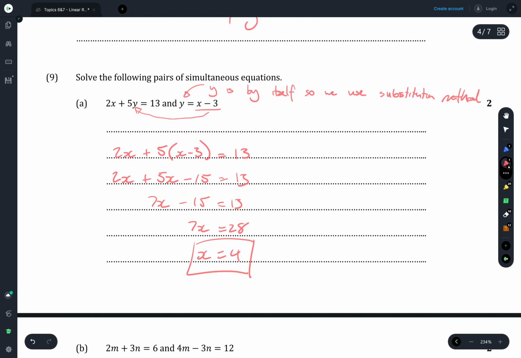So that's half of the solution, but we need to make sure that we substitute it back in to find the y value as well. So now that we've got that, I'm going to say that y equals 4 minus 3. And it doesn't matter which equation you sub it into, but I'm going to sub it into this one because it's going to give me the y value right away. I'll get y equals 1. And that's that.